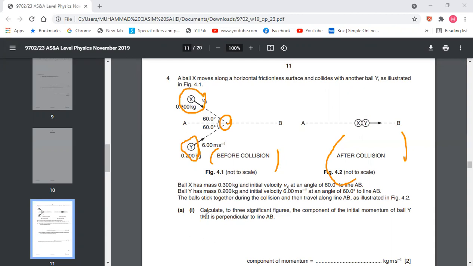So the ball mass is 0.02 for X and 0.2 kg for Y, and the velocity is 6 meters per second, and the angle of both is 60 degrees. So calculate to three significant figures the component of initial momentum of the ball Y that is perpendicular to the line AB. So this is the line AB.